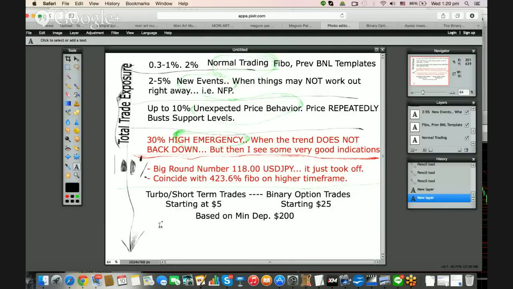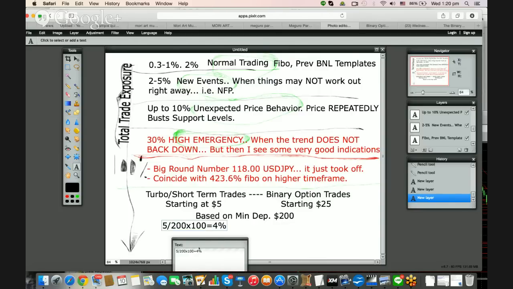So based on 200, this one right here is 5 over 200 times 100%, which we know is 4%, right? 4%. It's already in a news event. It's already twice as high as it needs to be. Like I said, what did I do in news events? I do 2, 2, and 1, right? For instance, but here you can only do 4% once, and then here it's already way over.